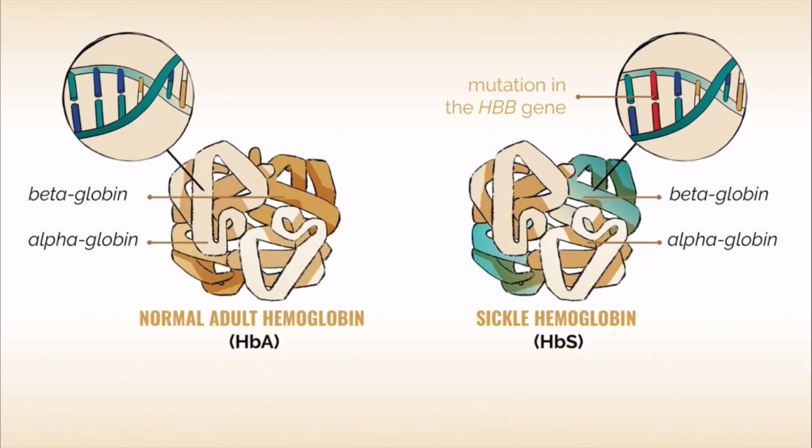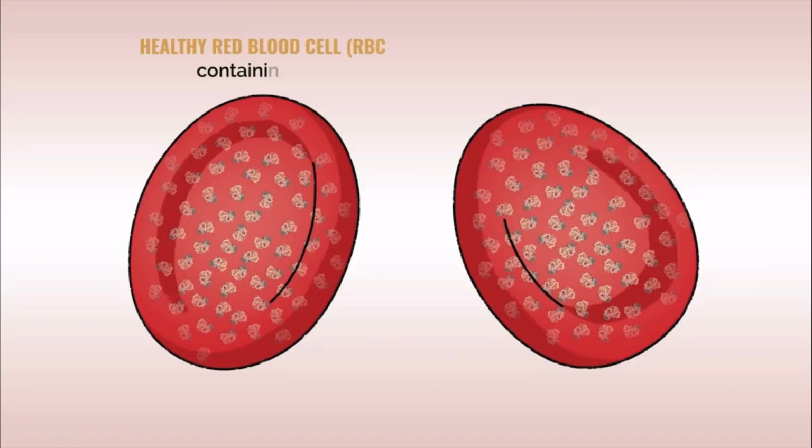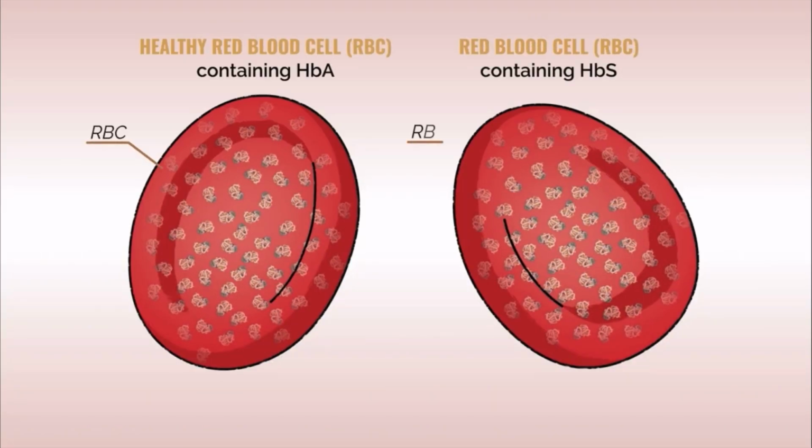In the most common form of sickle cell disease, a change in both copies of the HBB gene causes the cell to make an abnormal form of hemoglobin called sickle hemoglobin instead of normal adult hemoglobin. Hemoglobin is a molecule found inside red blood cells that carries oxygen to your organs.